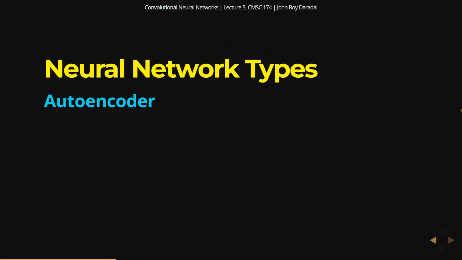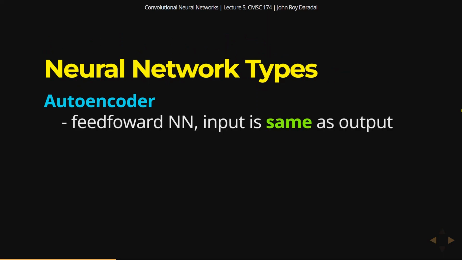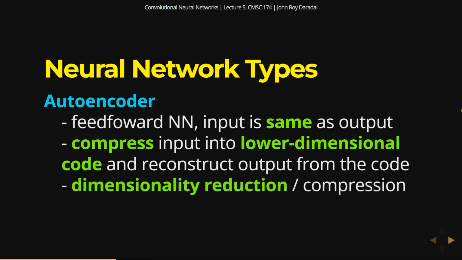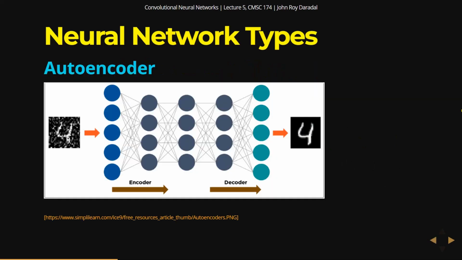Next, we also have the autoencoder. Okay, so it's a feed-forward network wherein the input is the same as the output. So what does this mean? For the encoding part, we try to compress the input into a lower dimensional code and try to reconstruct the output from the code. Okay, so it's kind of a dimensionality reduction network. We try to compress the input and try to reconstruct it with the code that we produced, and see if that code is sufficient to produce an output that looks similar to our input. Okay, so this is how the autoencoder looks like.